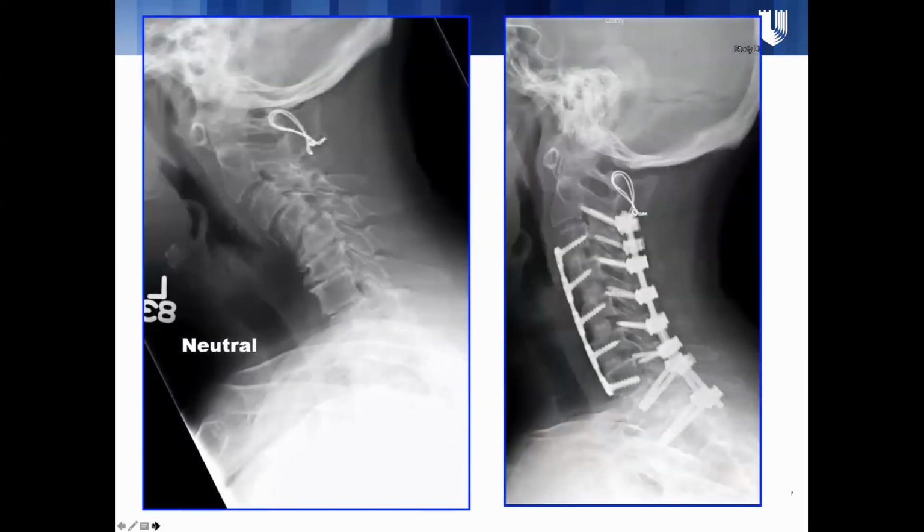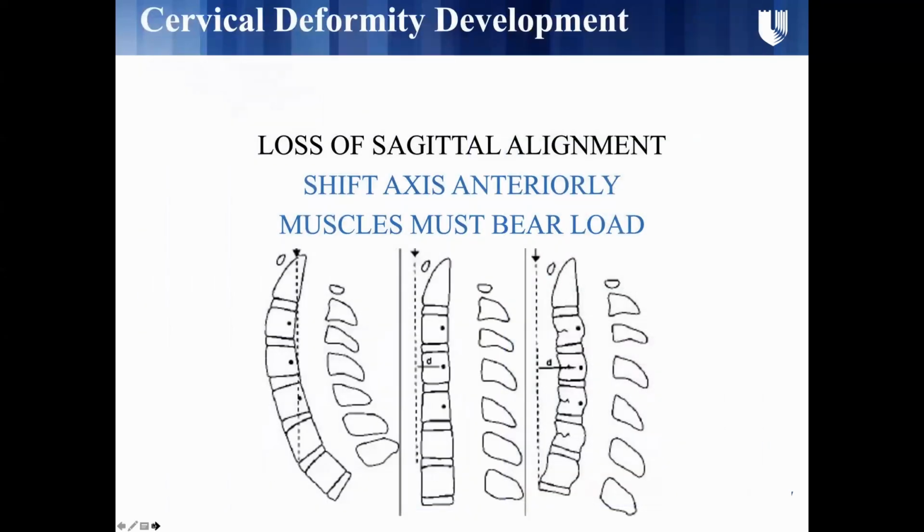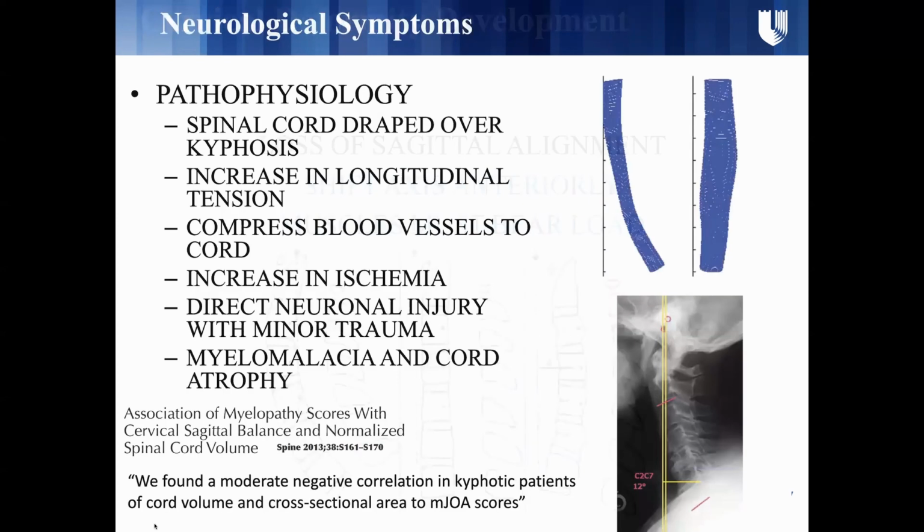This is a patient with advanced cervical degenerative disease, and the previous cervical fusion at C1-2 likely was the predisposing factor to the development of this kyphotic deformity. Now, what happens is, as you begin to lose sagittal alignment, the axis of the gravity line shifts anteriorly. The muscles must be able to bear a greater proportion of the load. If this does not happen, the patient develops progressive kyphosis.